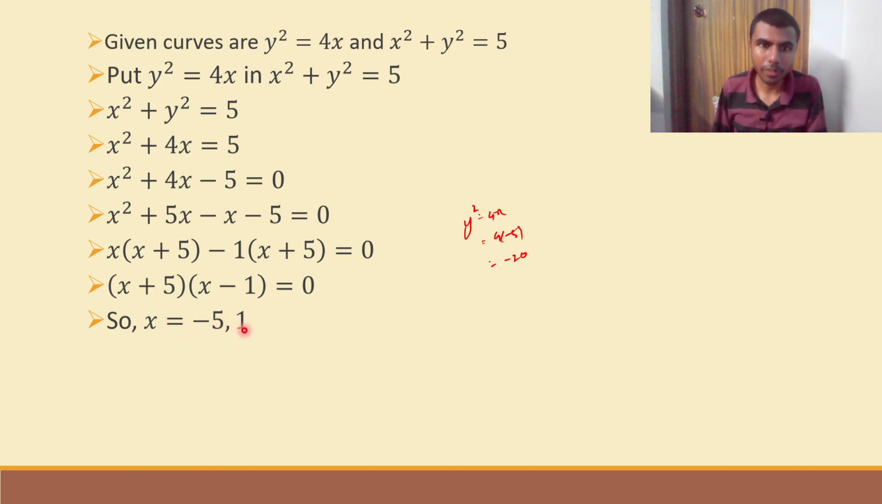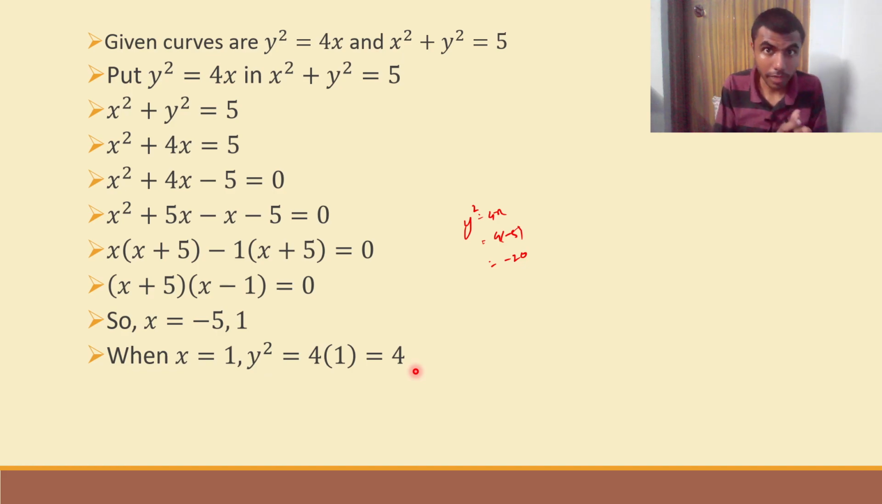Now what is the left out option? x equal to 1. So we only take x equal to 1. When x equal to 1, y square is nothing but 4 into 1, which is 4. When will y square be 4? When y is plus or minus 2. So we basically get 2 points of intersection.